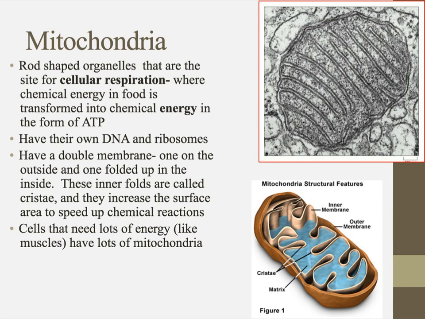Here's what we need to know. They are the site for cellular respiration. You should already have a basic understanding of that process, but if not, don't worry. This is IB biology. We go over that in much greater detail later. So here we're talking about energy transformation. We're taking the chemical energy in food and we're transforming it into chemical energy in the form of ATP. So I would go ahead and write that down also, where the chemical energy in food is transformed into chemical energy in the form of ATP.